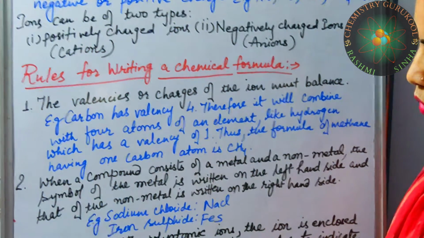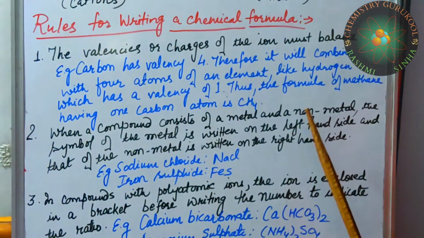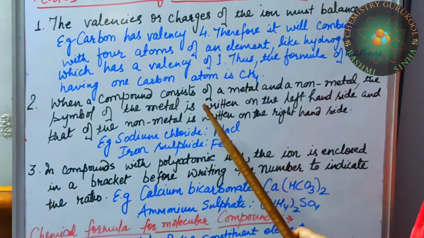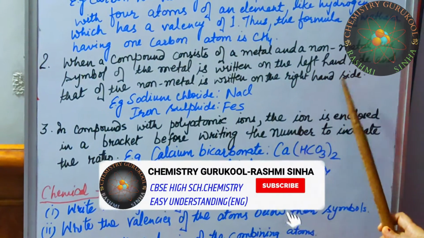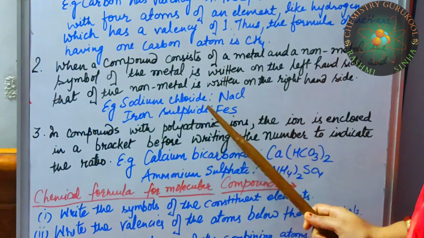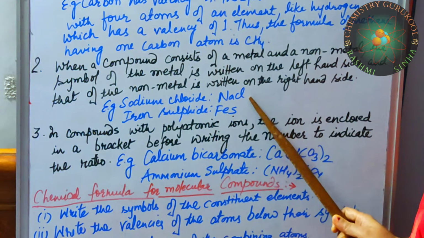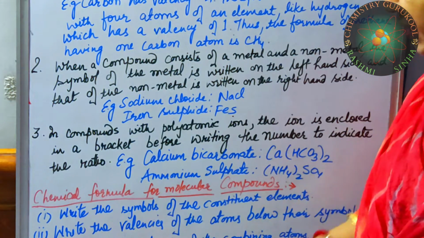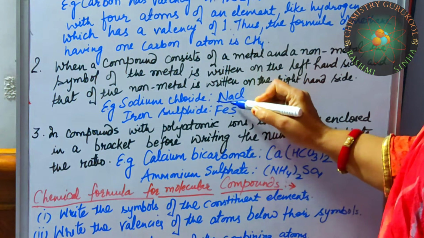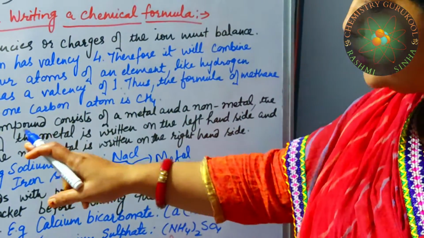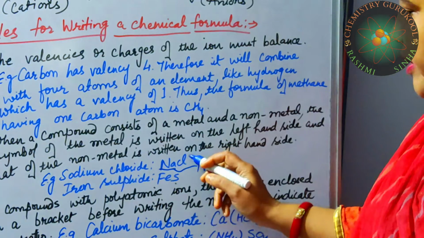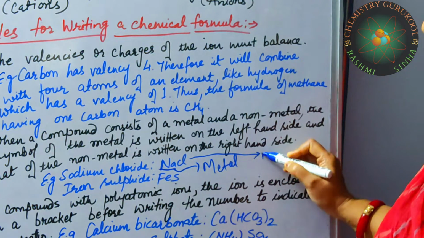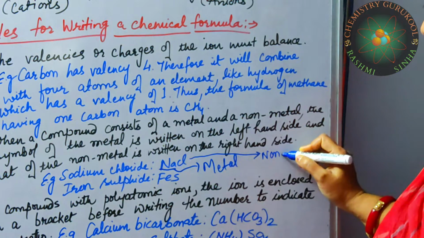Now coming to the second rule: when a compound consists of a metal and a non-metal, the symbol of the metal is written on the left hand side and that of the non-metal is written on the right hand side. Suppose you have to write the formula of sodium chloride, you will write NaCl. Children, here you can see that in this example, Na, sodium, is a metal. According to the second rule, always remember the metal should be on the left hand side and the non-metal, here the chloride ion, is on the right hand side.